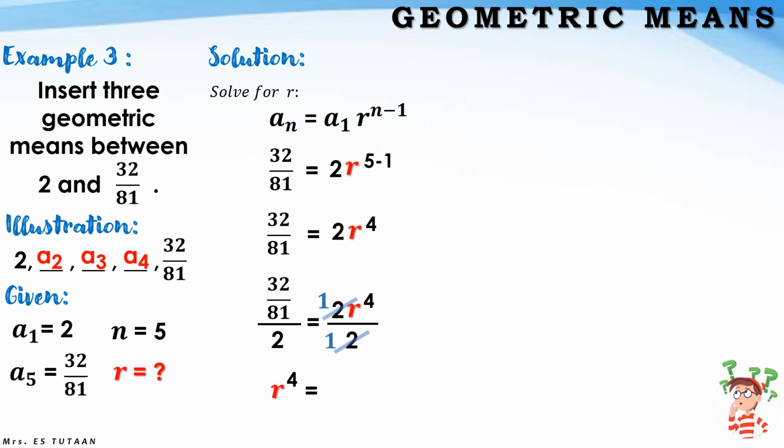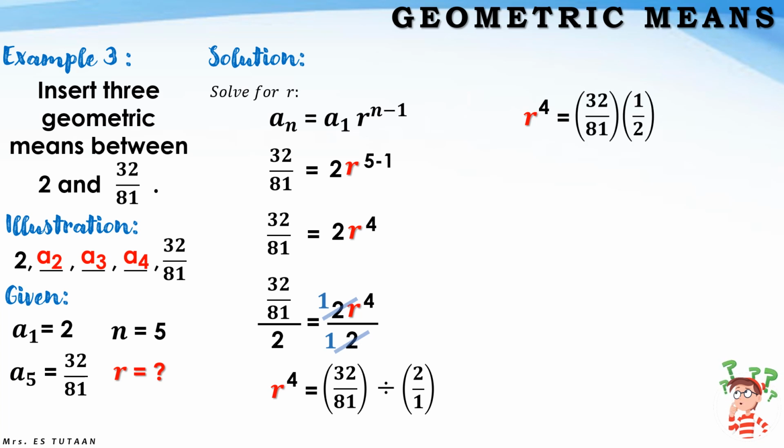And, sulat natin ito sa paraan ng pagsusulat ng fraction. So, that is 32 over 81 divided by 2. So, dahil division tayo at ang ating denominator ay whole number, para hindi malito, lagyan ko ng 1. So, division yan, magiging multiplication, at kukunin natin yung reciprocal ng ating divisor. So, that is 32 over 81 times 1/2.